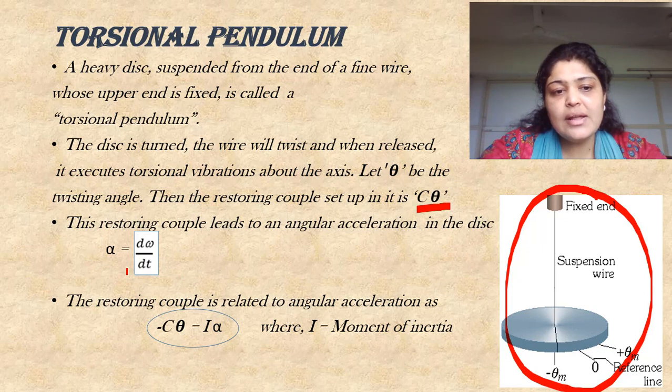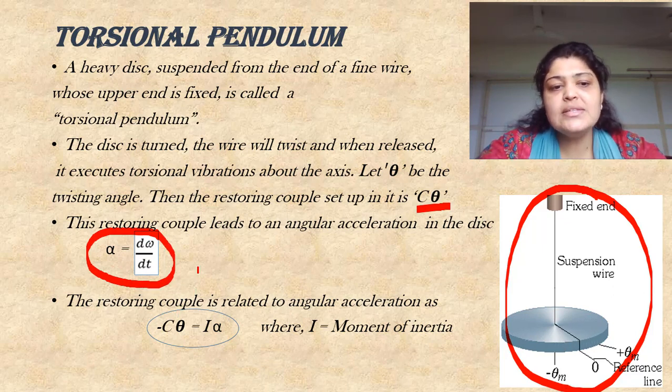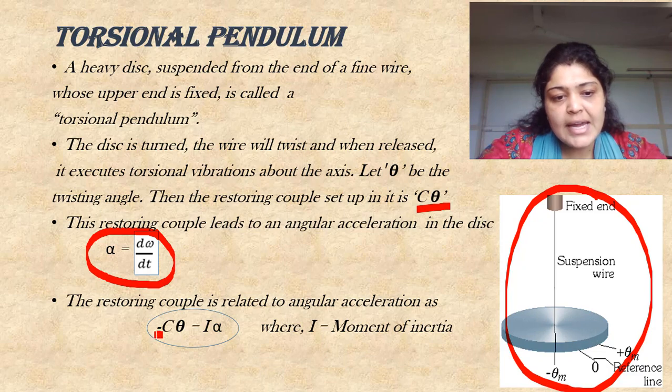Now we know that angular acceleration is equal to d omega by dt. This is the equation of angular acceleration. The restoring couple is related to this angular acceleration by the relation c theta is equal to I alpha. Alpha is the term we use for angular acceleration, and I is known as moment of inertia. Moment of inertia is the property which resists rotational motion. So c theta is the restoring couple, I is the moment of inertia, and alpha is the angular acceleration. The negative sign indicates that we have a restoring couple induced.